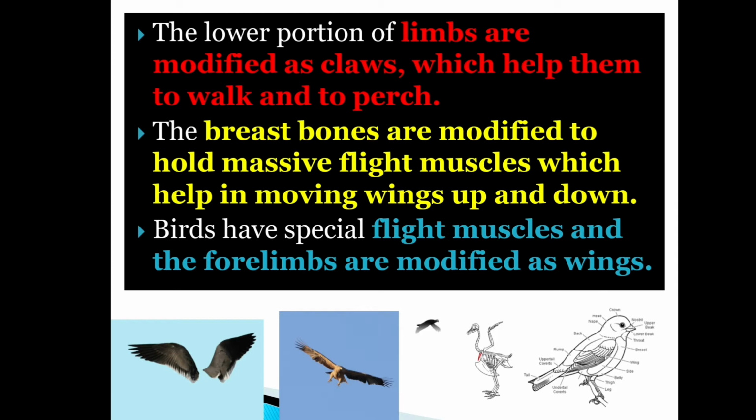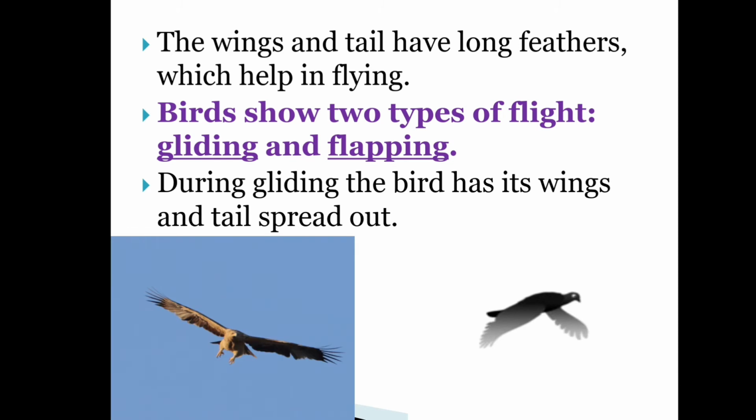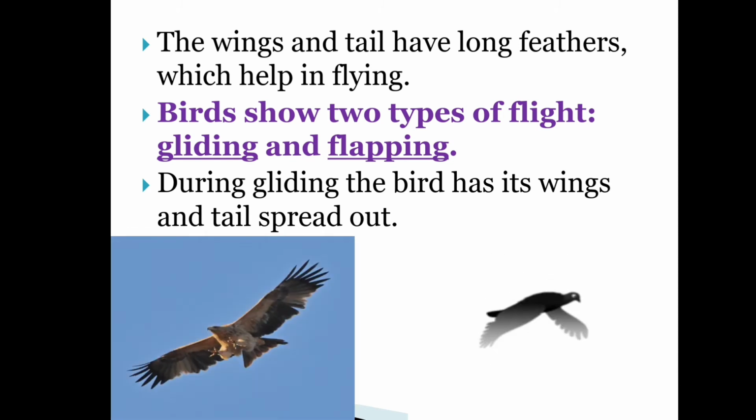The breastbones are modified to hold massive flight muscles, so they only help in moving the wings up and down. What are breastbones? They are thin flat bones running down the center of the chest, to which the ribs are attached. So the birds have special flight muscles and they also have the four limbs. They are only modified as wings. The wings and tail have long feathers which help in flying.